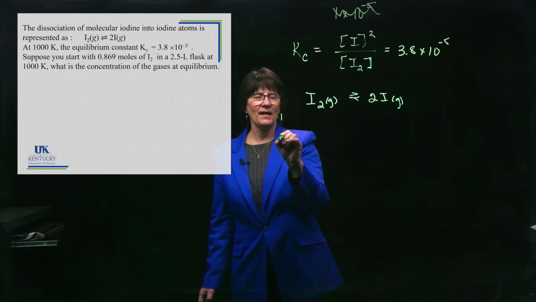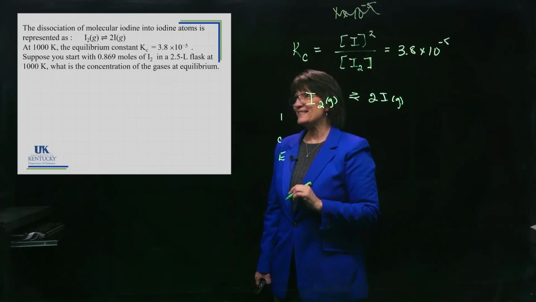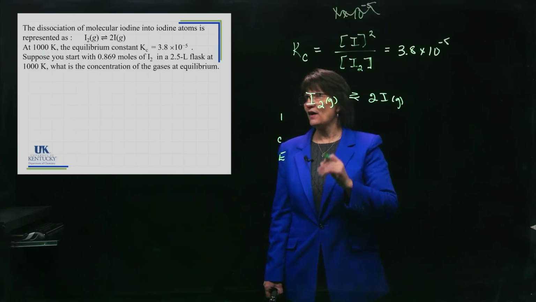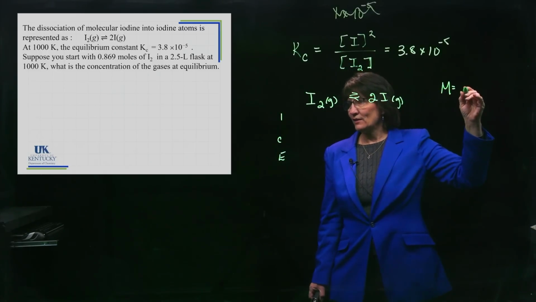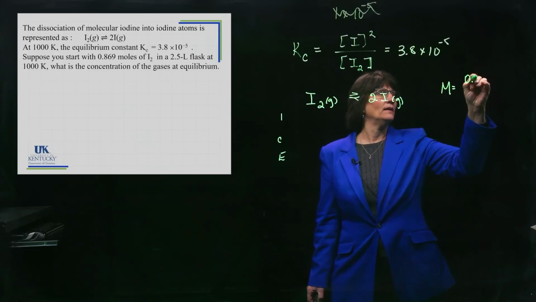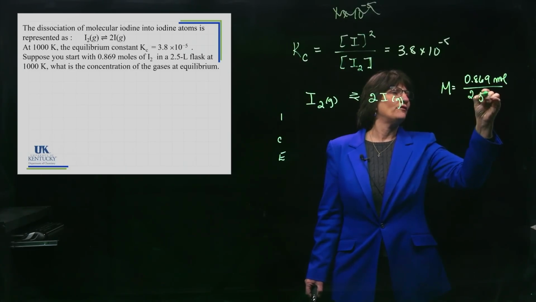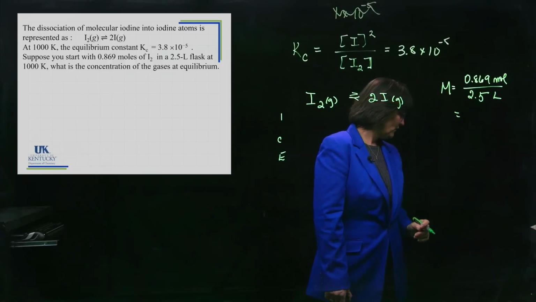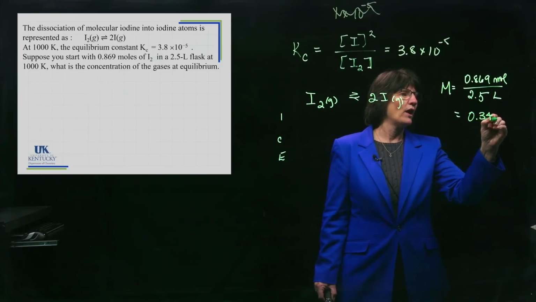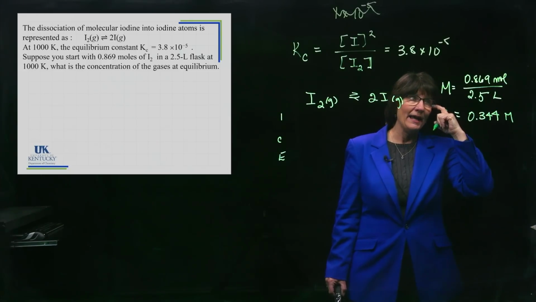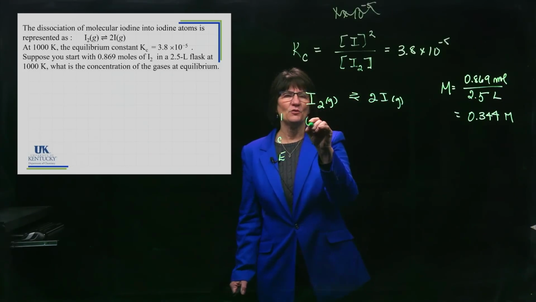I'll set myself up an ICE table. Initially, what do we have? 0.869 moles in a 2.5 liter flask. So I need molarity to plug into this table. I'm going to take the moles, 0.869, and divide by the volume. It's a 2.5 liter flask, and that's going to give me a value of 0.344, and I'm going to carry an extra sig fig along for the ride. I really only know it to 2 places. Okay, so now I can plug that into my table.